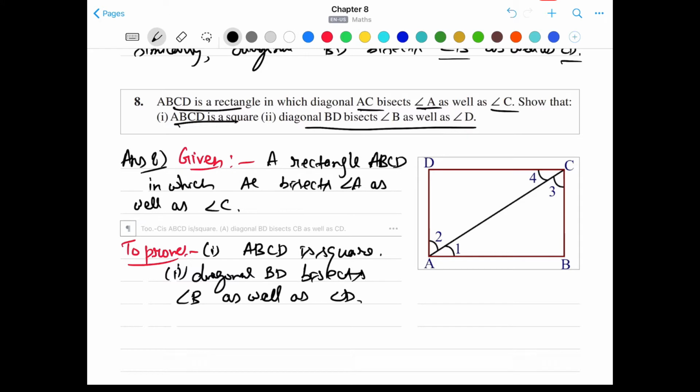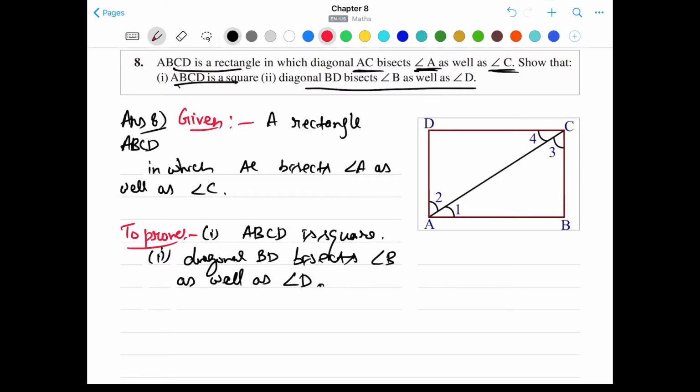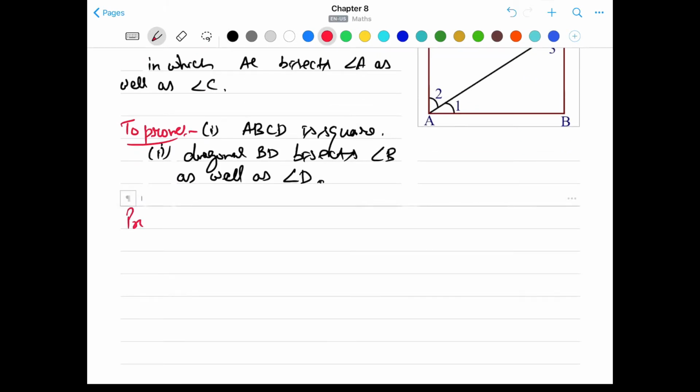Here I have to prove two things. First is that ABCD is a square. While we are given that ABCD is a rectangle, we have to prove that ABCD is a square. Then we have to prove that diagonal BD is bisecting angle B as well as angle D. Let's start the proof now.